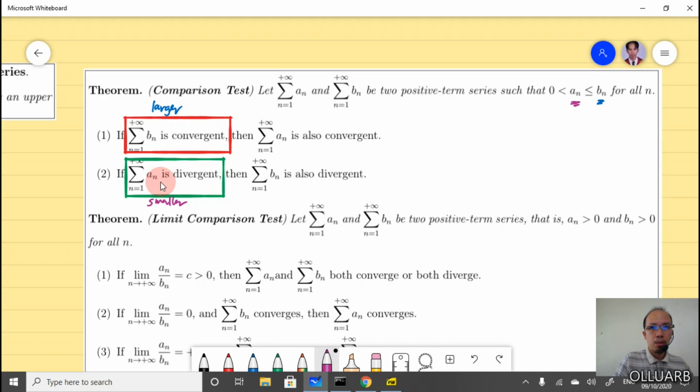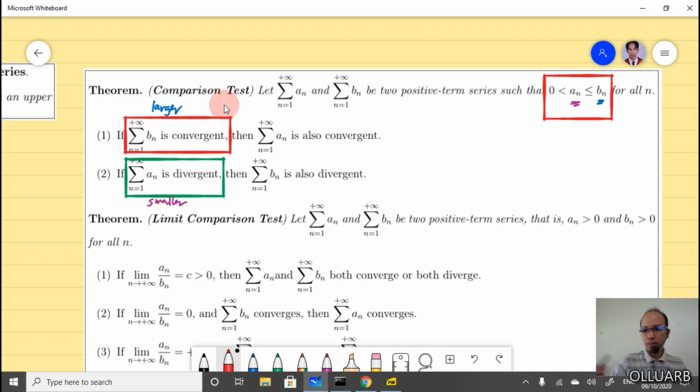Okay, so all you have to do is to satisfy this inequality. It must be a positive term series for all n. So that's how you are going to use the comparison test.